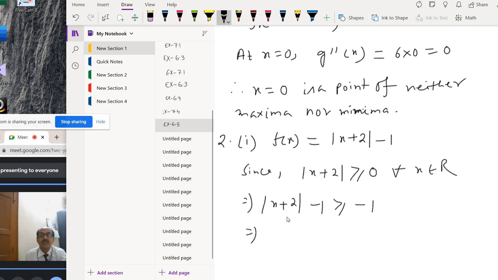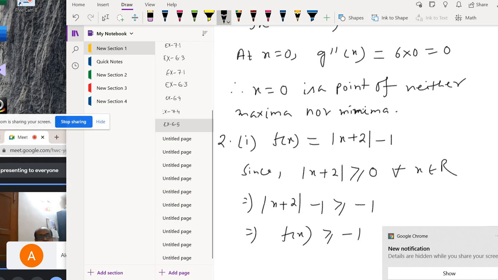And this means f(x) is greater than or equal to minus 1, no? Clear or not, up to this? Yes, sir. So f(x) greater than or equal to minus 1 means the value of f(x) is always more than minus 1. So after minus 1, 0, 1, 2, 3, 4, it can be any value.